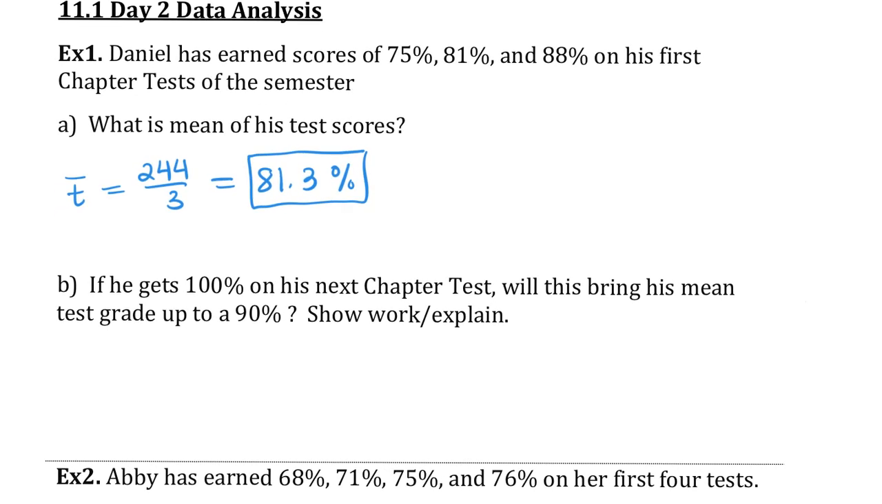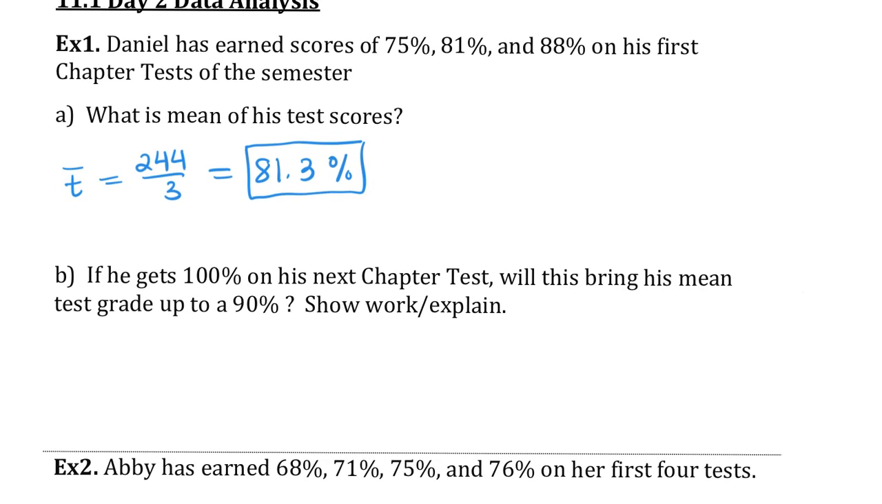Okay, part B. If he gets 100% on his next chapter test, will this bring his mean test grade up to a 90%? Show or explain. Well, let's recalculate his mean then. Now he's going to get 100%. So it's 75 plus 81 plus 88, and now we're going to add 100 to that. Well, I know these already add up to 244. So now let's add 100. So that's going to be 344.